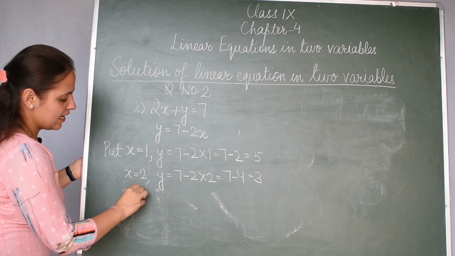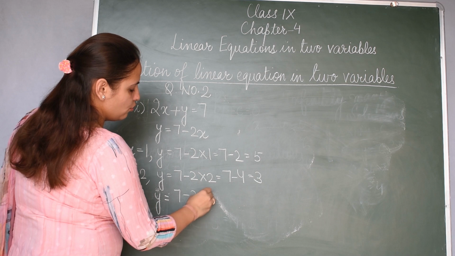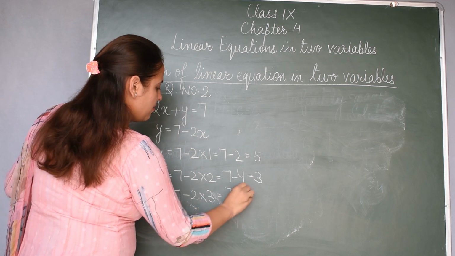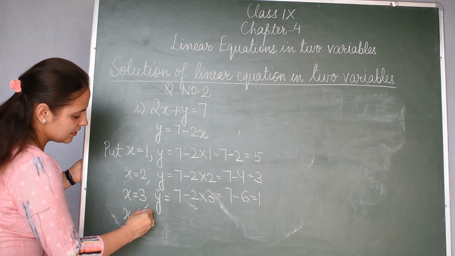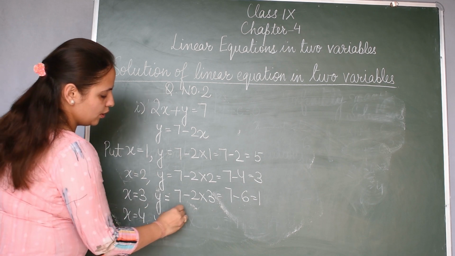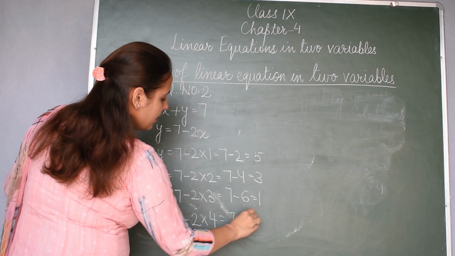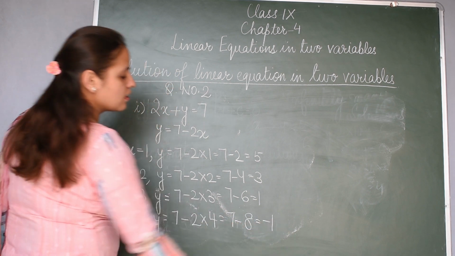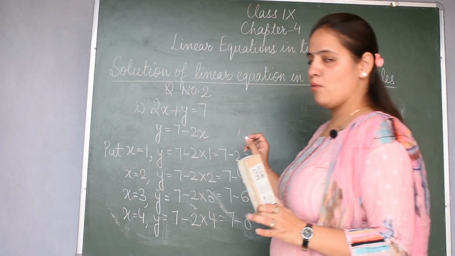Let's substitute x is equal to 3. So what will I get? y is equal to 7 minus 2 into 3. That means 7 minus 6 is equal to 1. If I substitute x is equal to 4, so y is equal to 7 minus 2 into 4. So 7 minus 8 is equal to minus 1. So these are the 4 solutions of this equation.